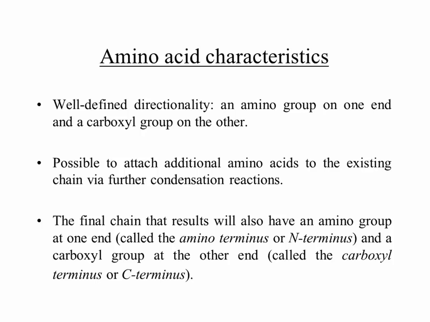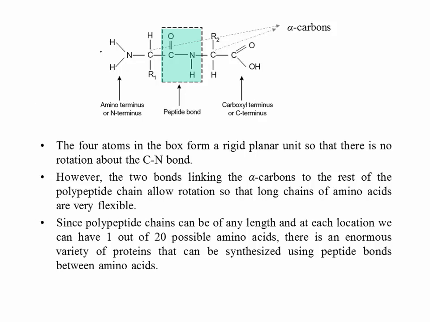So let's look at some characteristics of these amino acids. They have a well-defined directionality. You have an amino group on one end and a carboxyl group on the other. Then it is possible to attach additional amino acids to the existing chain via further condensation reactions. The final chain that results, let's say you've done it 10 times, is a protein that is 10 amino acids long, but again, you have a polarity. On one side there'll be the amino terminus, on the other side you'll have the carboxyl terminus. All right, any questions so far?